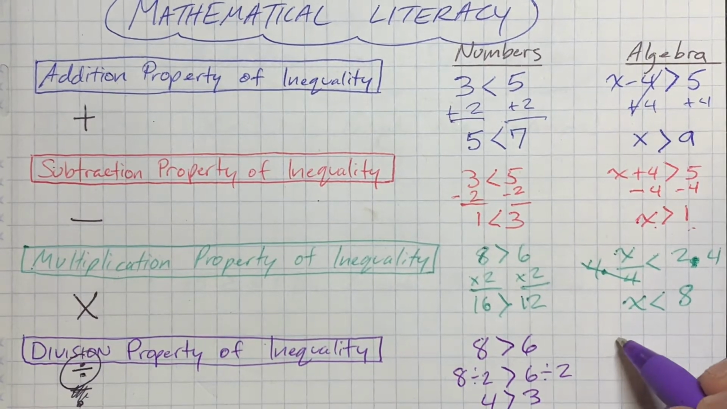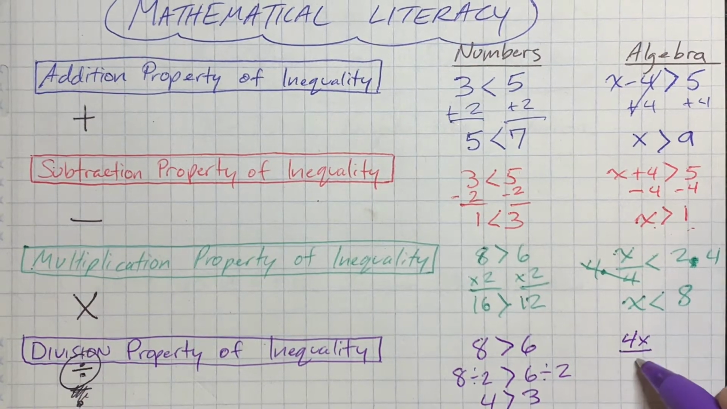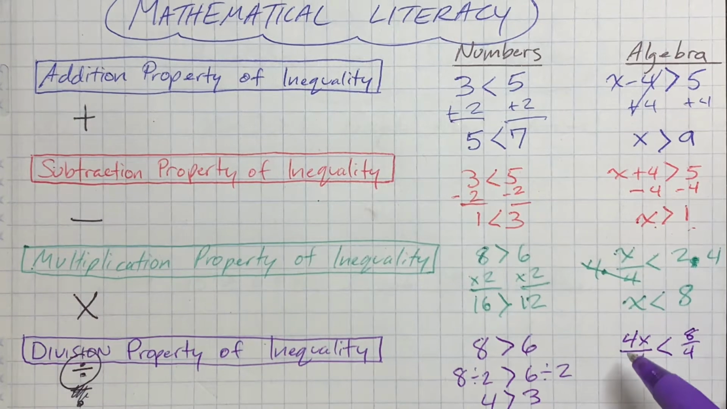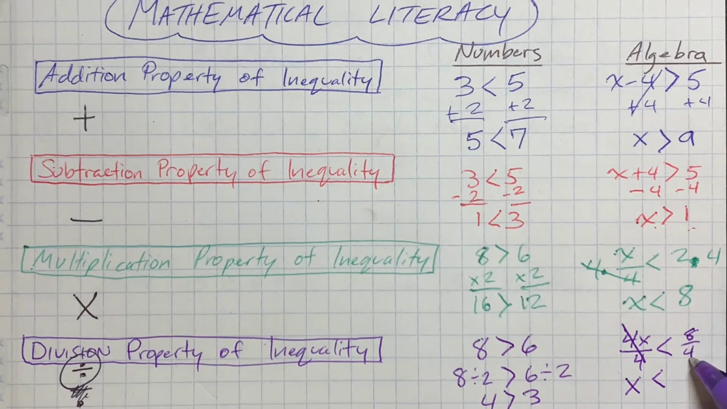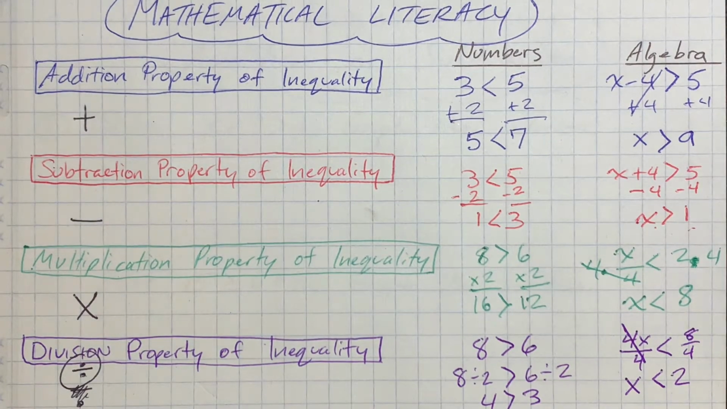Algebraically, all we're doing is throwing in a variable with an unknown value. Let's say we have 4x over 4. That's still going to be less than 8 over 4. Again, when you divide each side of an inequality by the same positive number, the inequality still remains true. Now, 4 divided by 4 equals 1. That cancels out. x is by itself. 8 divided by 4 is going to be 2. Again, x is still less than 2. All right, so that's basically it. Hopefully it was straightforward, talking about the addition, subtraction, multiplication, and division properties of inequality.